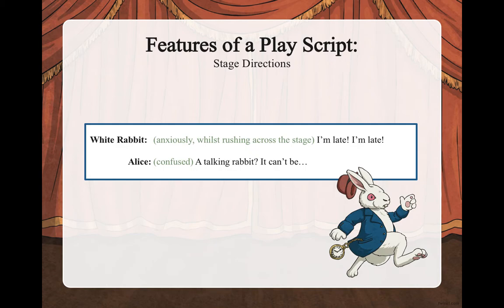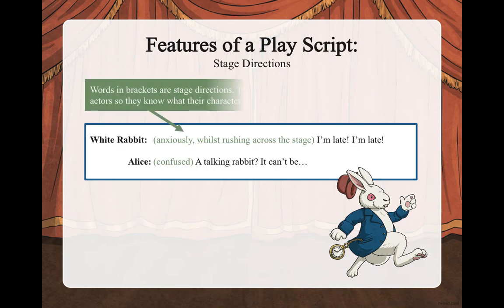And then another feature of a play script is stage directions. For instance, words in brackets are stage directions. These are instructions to the actors so they know what their characters should be doing. So White Rabbit, for instance, needs to know anxiously whilst racing across the stage. So they have to look nervous, anxious. That's part of their character. And that's a direction to say, well, this is how the character's behaving, this is how they're feeling. That's what you need to portray when you're on stage.